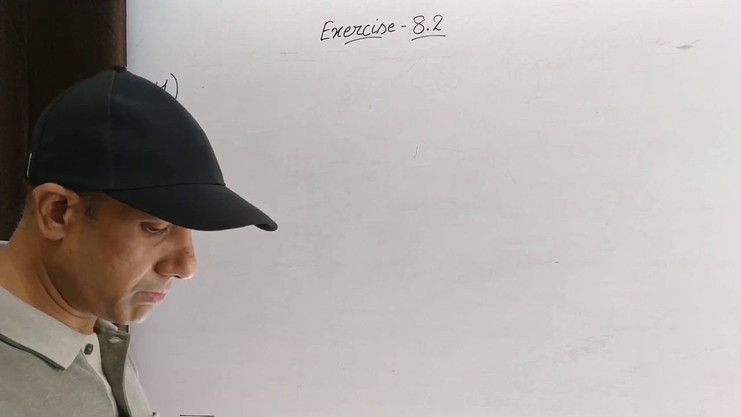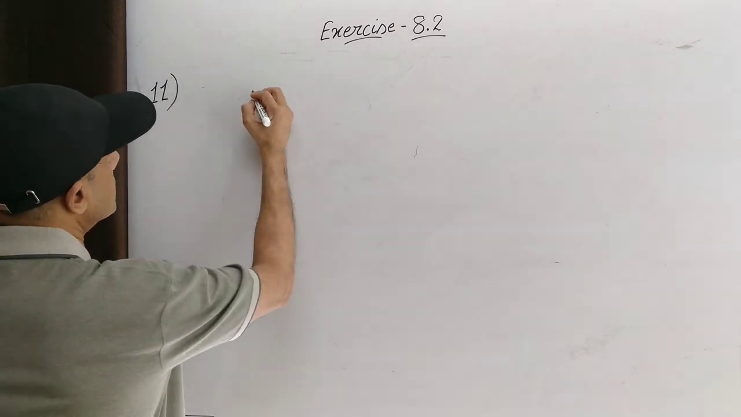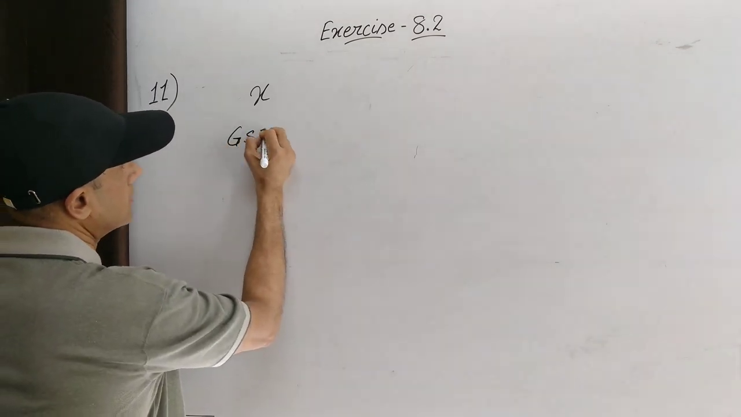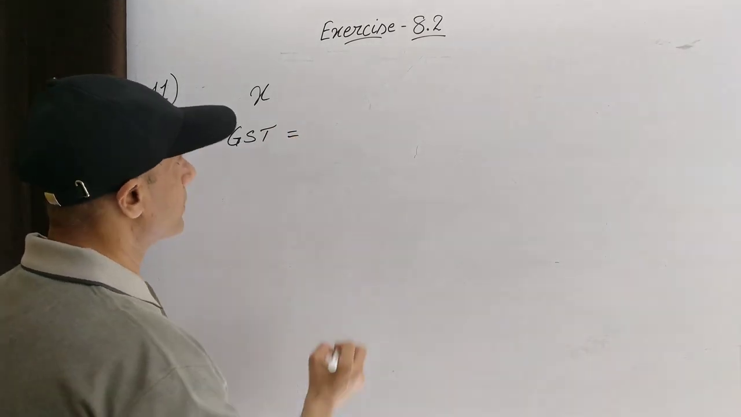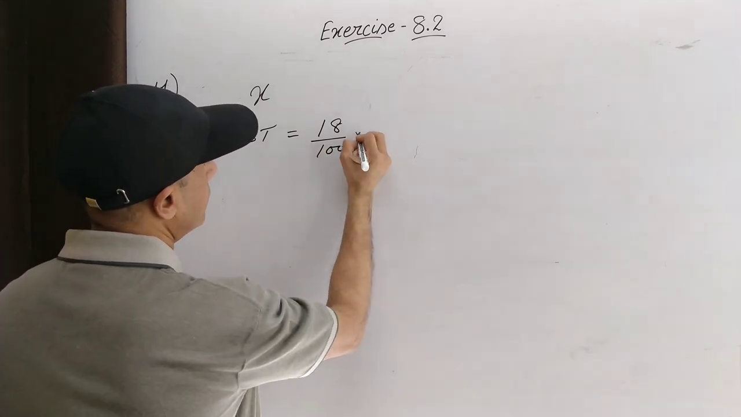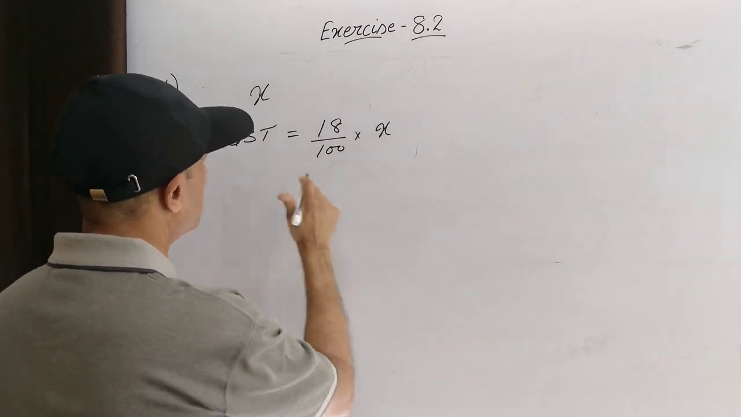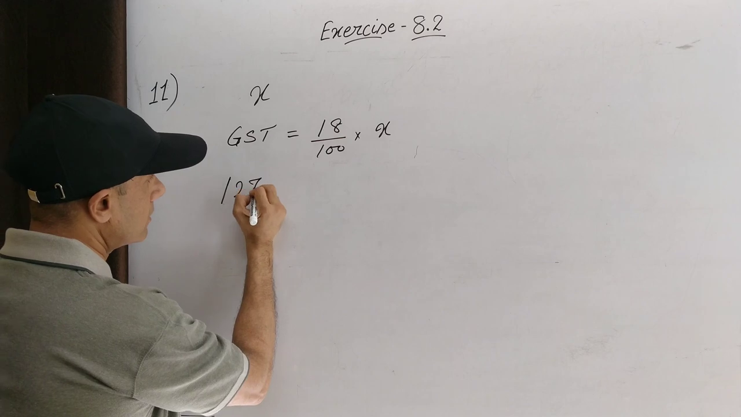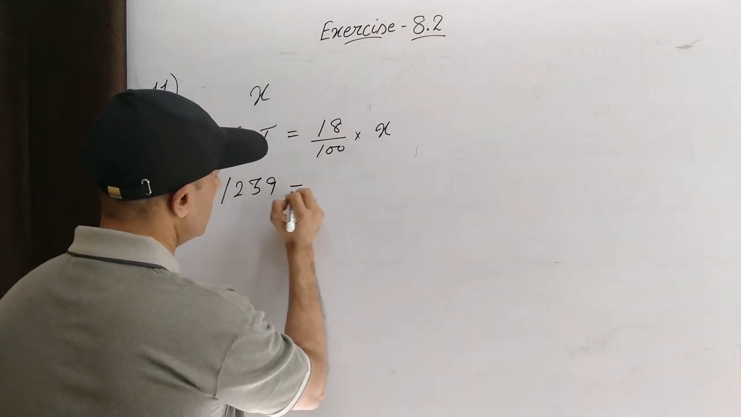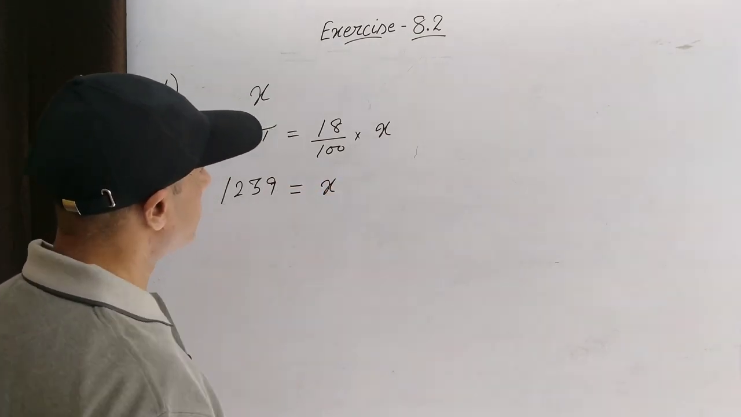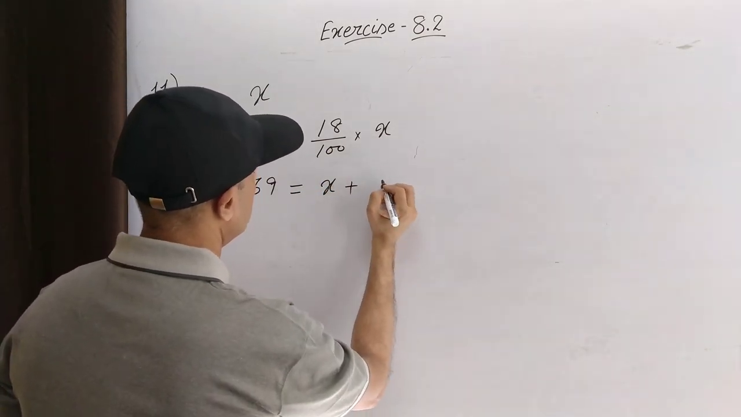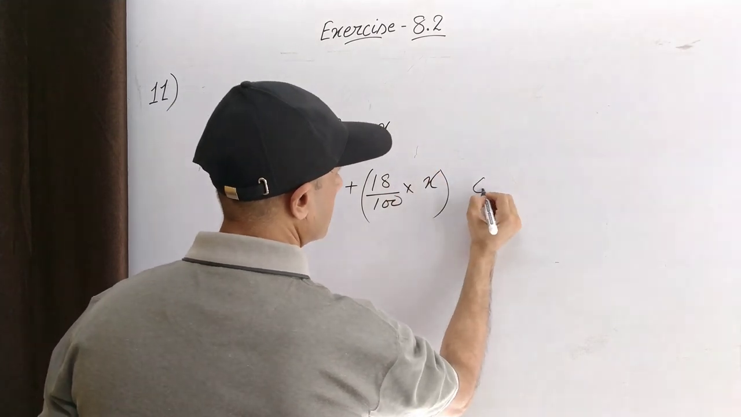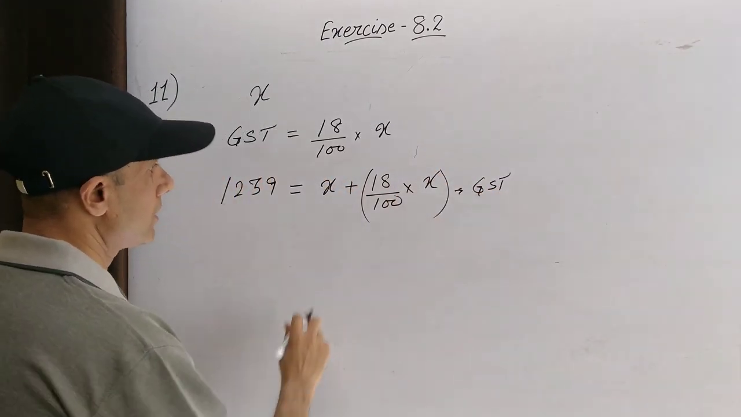Find the price of the article before GST was added. So before GST, we assume the price was rupees X. Now GST, that is goods and service tax, at the rate of 18%, that is 18/100 of this value X. So total GST is this much. This was purchased at this rate, that is 1239 rupees. This amount is equal to the base price plus the GST, that is 18/100 of X. Okay, now I got the equation.